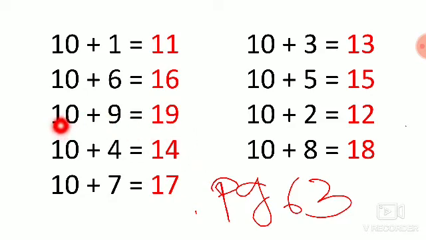Next sum. 10 plus 9. 10 in the mind, 9 in the finger. After 10, 11, 12, 13, 14, 15, 16, 17, 18 and 19. So the answer is 19.